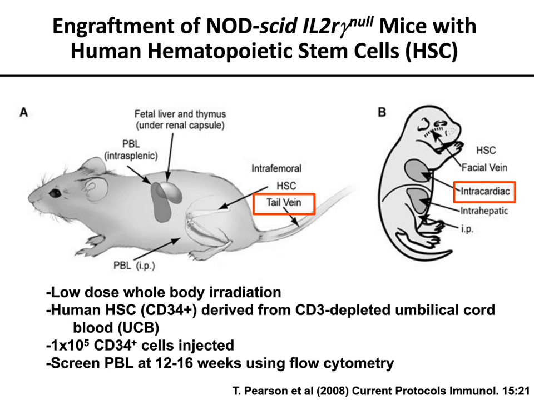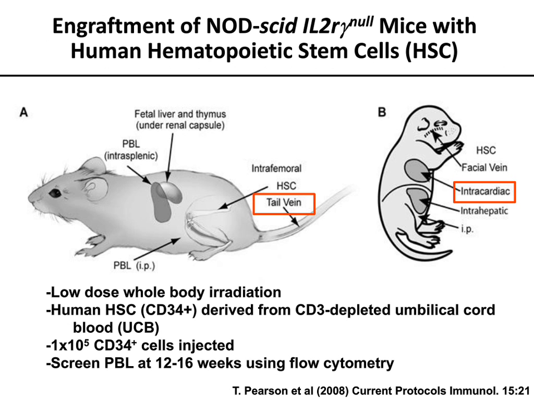But basically the way we create these model systems is first giving a low dose whole body radiation. And again, it's important whether you're using the SCID or the RAG mutation that will dictate the dose of radiation that you use. For our laboratory, we use hematopoietic stem cells derived from CD3 depleted umbilical cord blood. We generally give anywhere from 50 to 100,000 CD34 cells injected into the mice, and we screen the peripheral blood generally between 12 to 16 weeks.